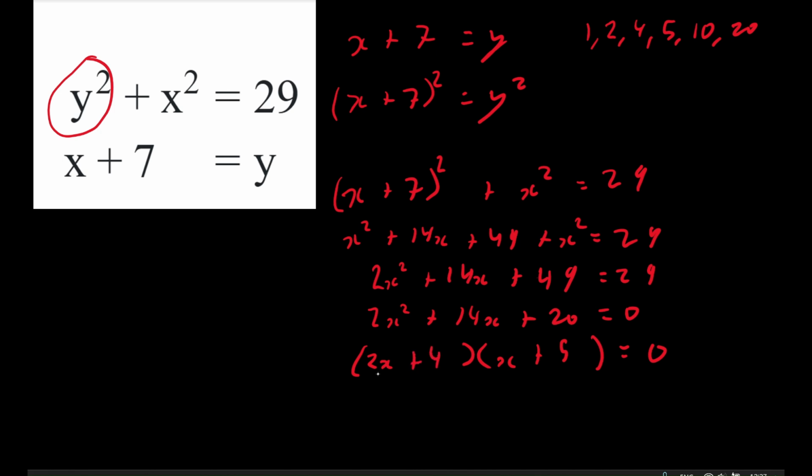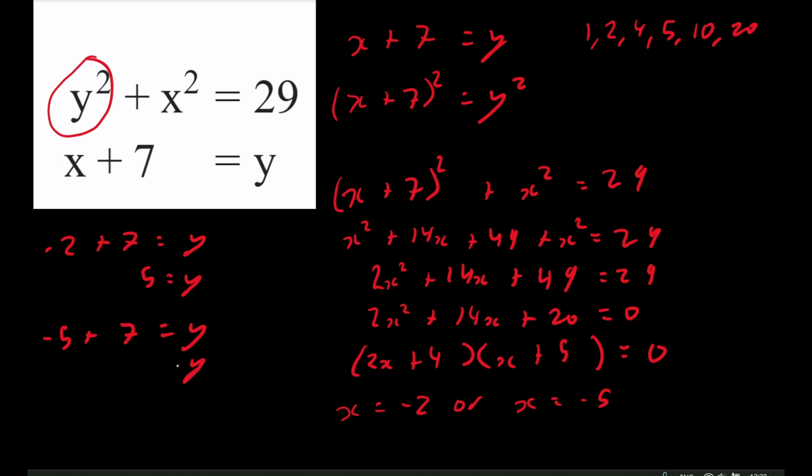So now again, when this bracket is equal to 0, x has to be equal to negative 2. Or when this bracket is equal to 0, x is equal to negative 5. So now let's plug this back into the equation. Negative 2 plus 7 is equal to y. Therefore, y is equal to 5. Let's plug the other one back into the equation. Negative 5 plus 7 is equal to y. Therefore, y is equal to 2.